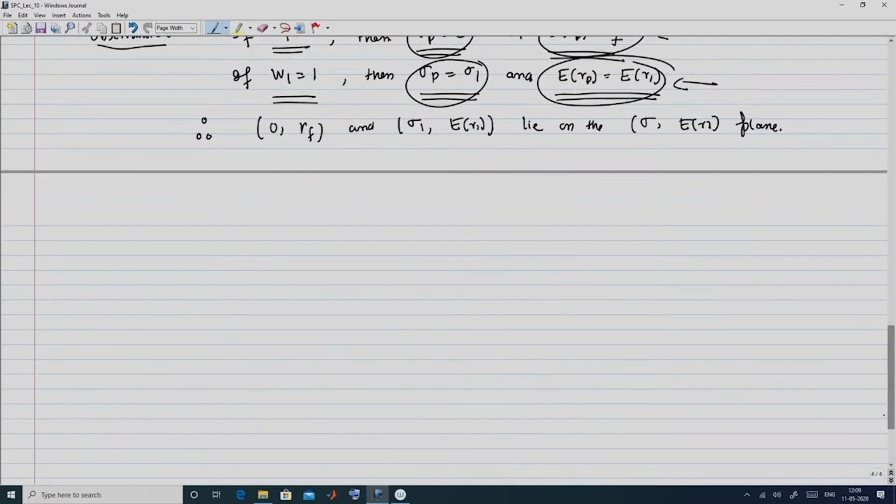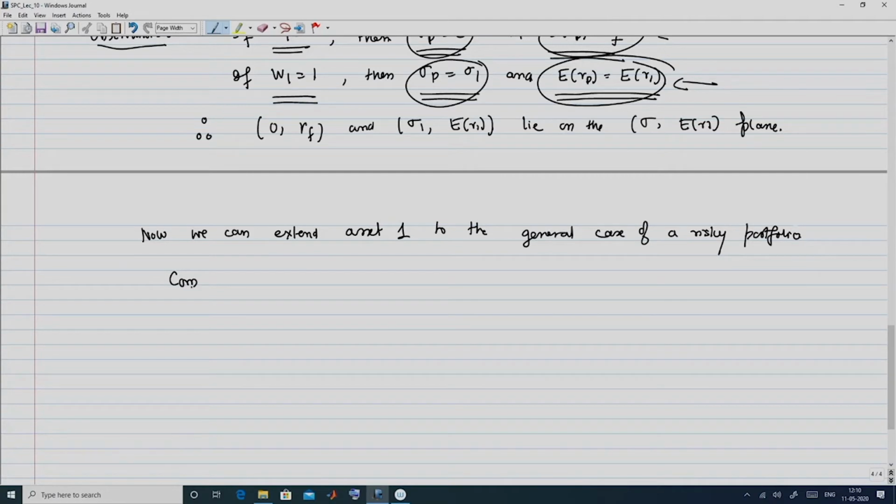All right. So, next what you need to do is that we can extend asset 1 to the general case of a risky portfolio. So, this basically means that instead of asset 1 plus risk free asset, the portfolio will now comprise, instead of an asset, just the risky portfolio plus the risk free asset.